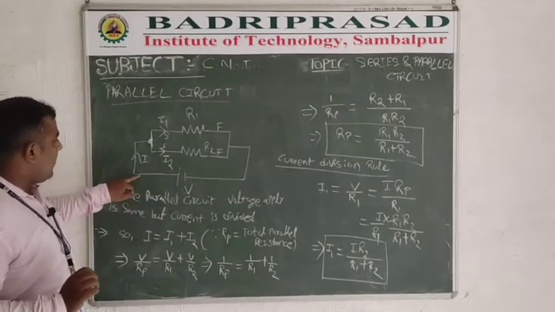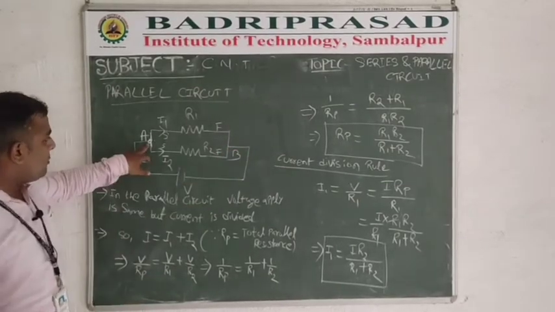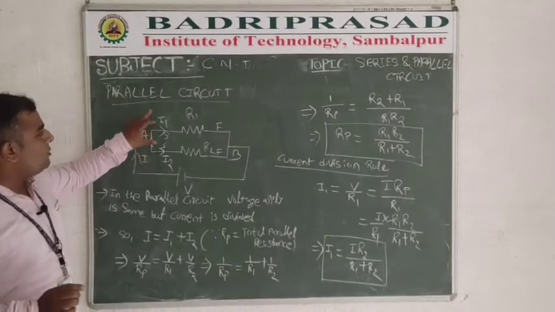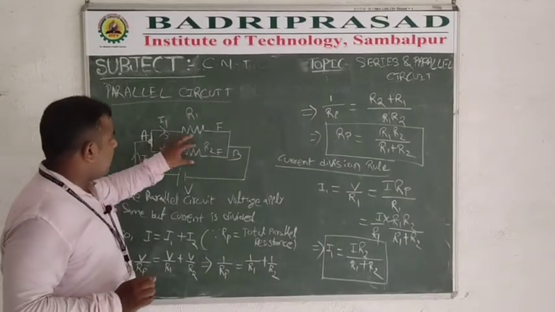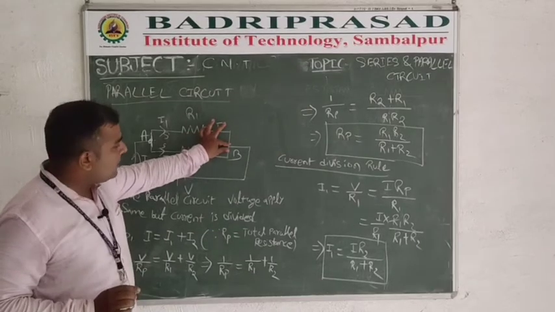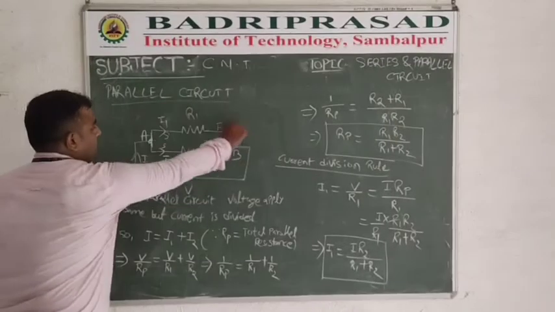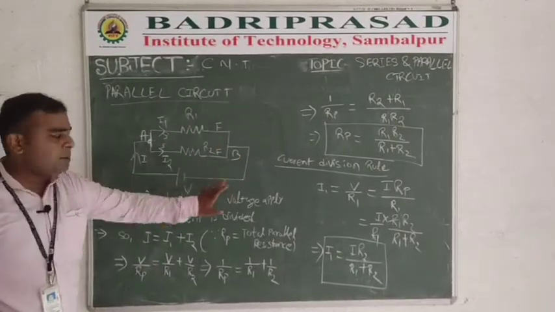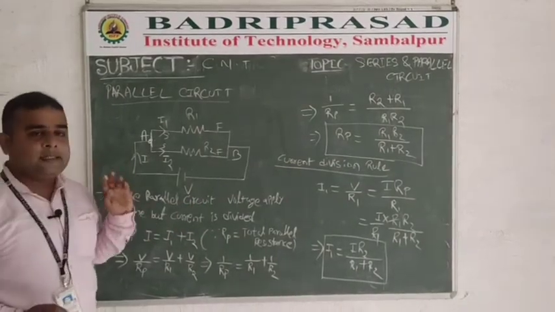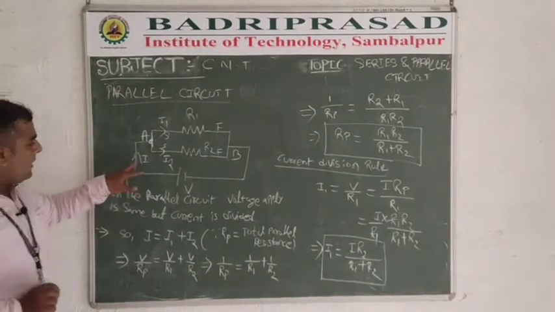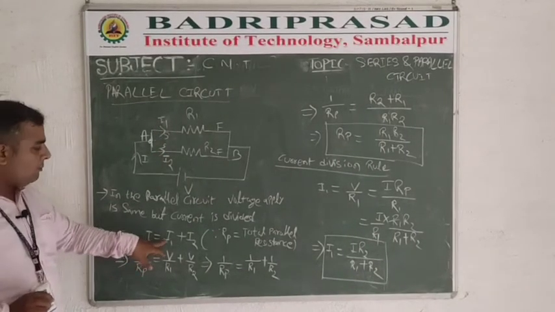So the total current I flows up to point A, and there the current I is divided into I1 and I2. Again, I1 and I2 mix together at point B and return to the source. So this is a closed path. In the parallel circuit, the voltage applied is the same, but the current is divided. The current I is divided into I1 and I2, so we can write I equals I1 plus I2.